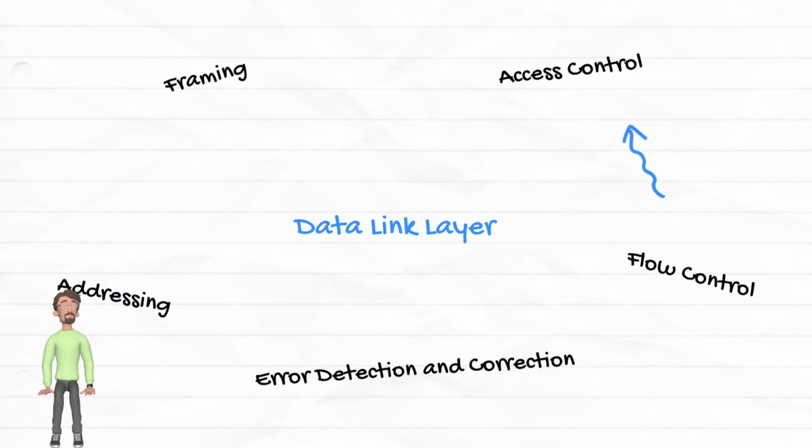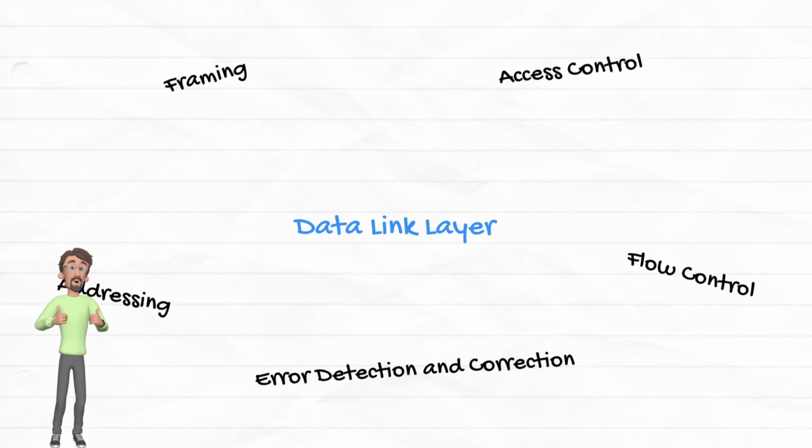2. Addressing adds physical addresses, MAC addresses, to the frames to ensure they reach the correct destination. Example: similar to adding a unique PIN code to an address. This ensures that the data is delivered to the correct device on the network.